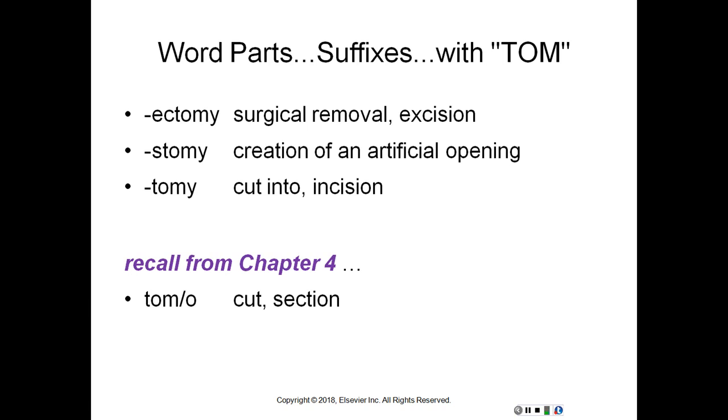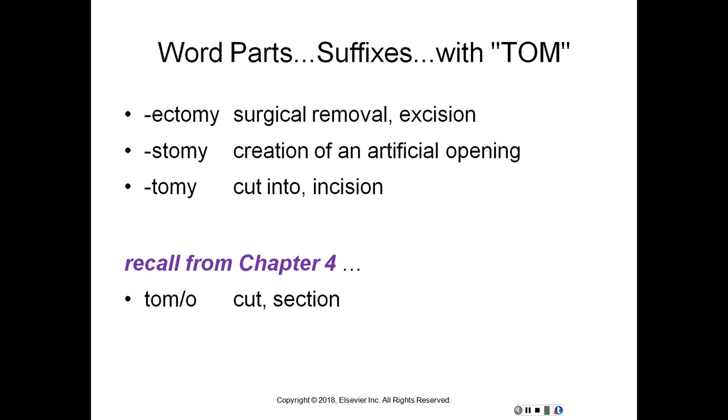Scope, instrument used for visual examination. Scopic, pertaining to visual examination. Scopy, visual examination. Spasm, sudden involuntary muscle contraction. Stenosis, constriction or narrowing. Stomy, creation of an artificial opening. Thorax, chest cavity. And tomy, cut into or incision.